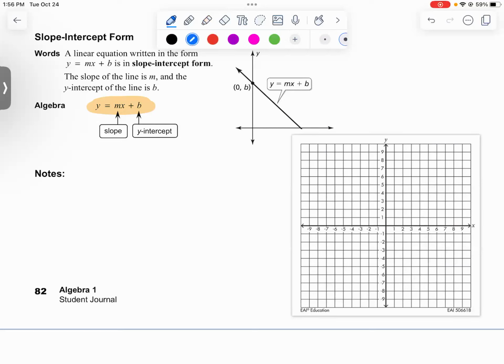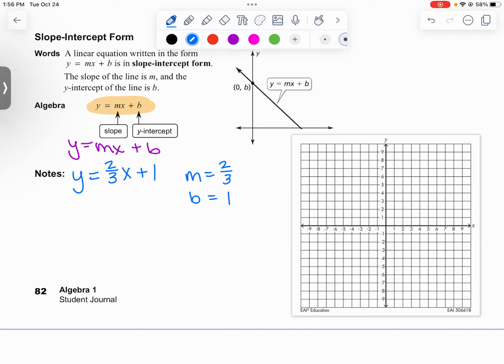I would like you to write y equals 2/3 x plus 1. Let's talk about y equals mx plus b. What is the slope of this equation? Not 2/3 x, just 2/3. What is the y-intercept? 1.